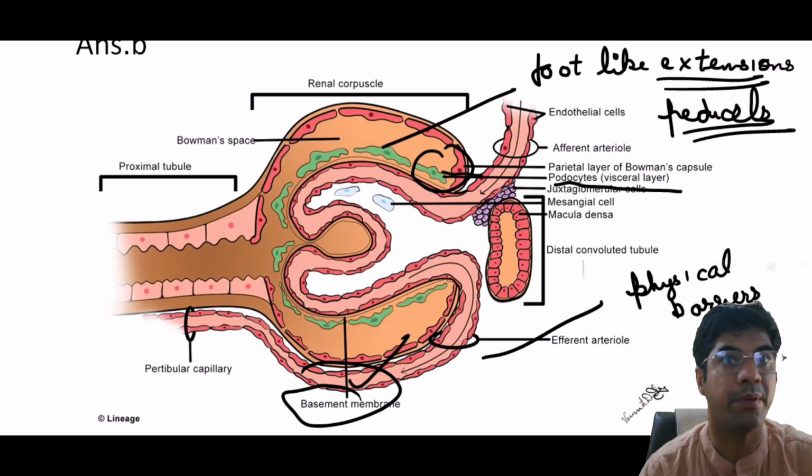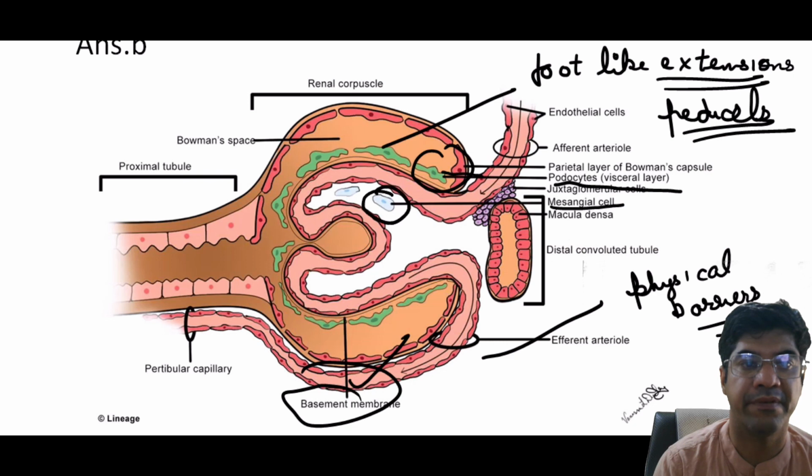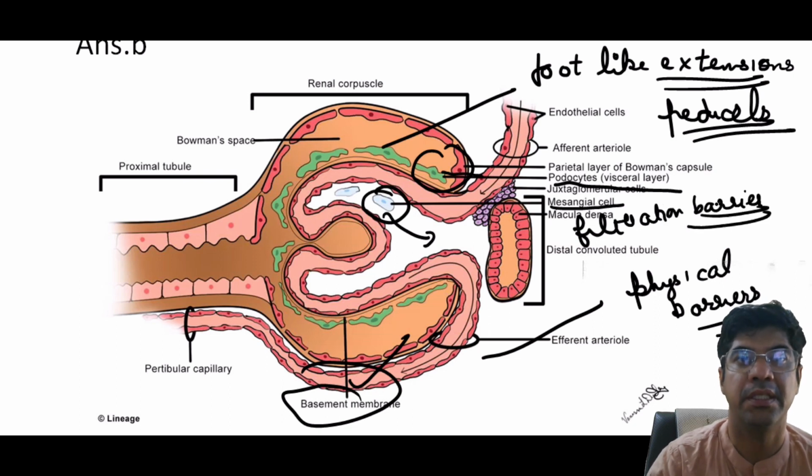So your answer would be mesangial cells. These are the mesangial cells. They are not part of the filtration barrier. They are located outside the filtration barrier. So your answer would be mesangial cells.